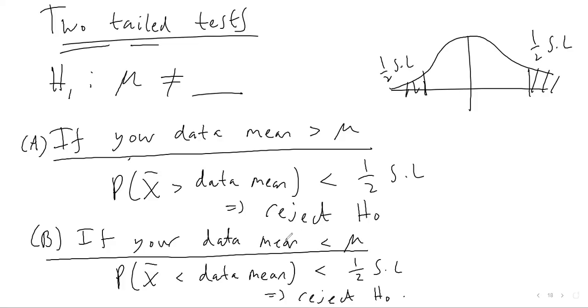And same thing with a hypothesis test where we've collected the data and we've got a mean less than the mean we thought it actually was. If your probability for your mean distribution being less than your data mean is so small that it's less than half of your significance level, so this area there, then again we reject H0. It's probably unlikely that the mean was what we originally thought. Okay, so that would be that.